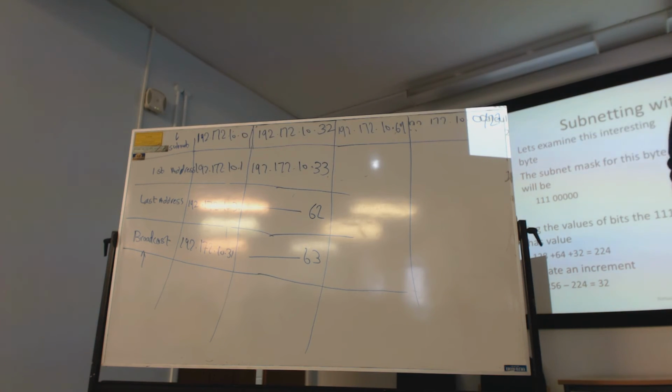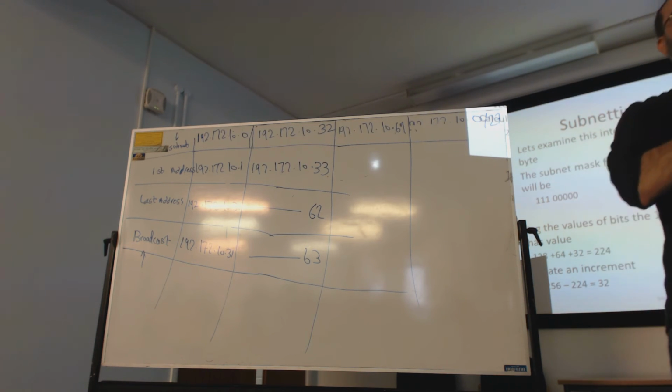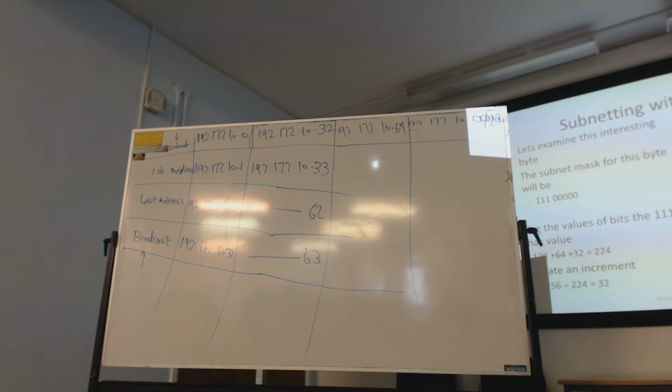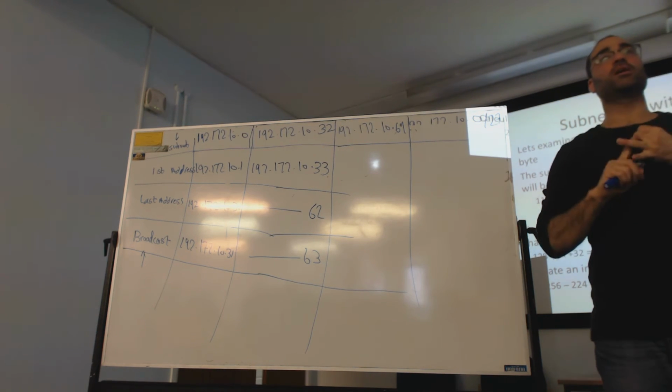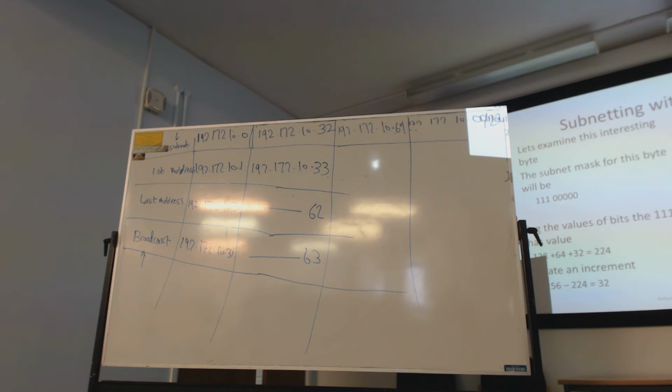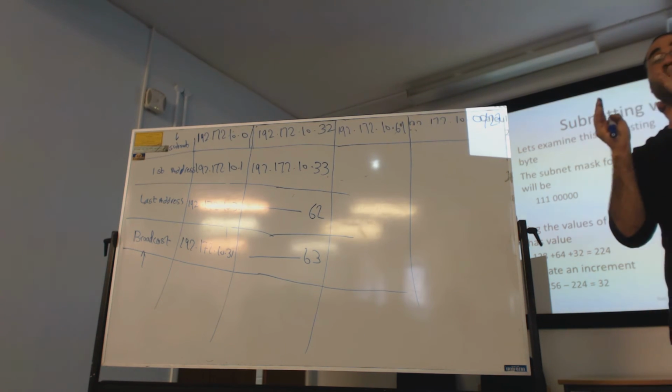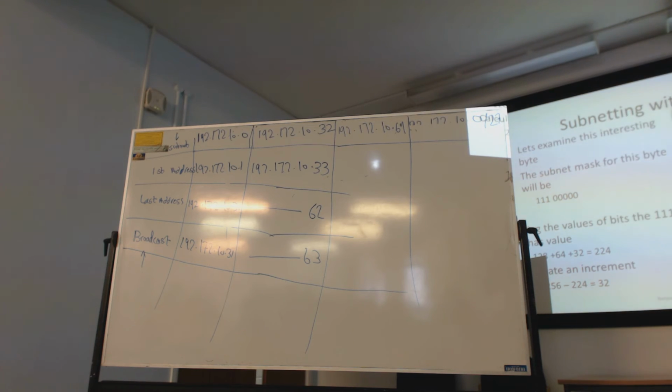Before I start the next example, what other things are not clear? So the increments, you want me to explain the increments? What else? The main things: subnets, how many subnets? That depends on your interesting byte. Hosts, how many? That depends on the zeros inside that interesting byte. Eventually, your increment is a formula of 256 minus the value of the ones. That's it. Let's do another example and make things clear.